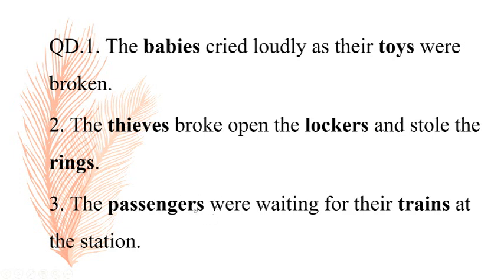G-E-R-S. A single S is added. Were waiting. And the spelling of waiting is W-A-I-T-I-N-G. For their trains, T-R-A-I-N-S. Only S is added, not E-S. Train is singular. Trains become plural. T-R-A-I-N-S. At the station. So, how many of you have got it all correct? Very good. You can give a clap to yourself. And if you have not got it correct, please learn them, so that in future you can have all correct answers. Let us see next.